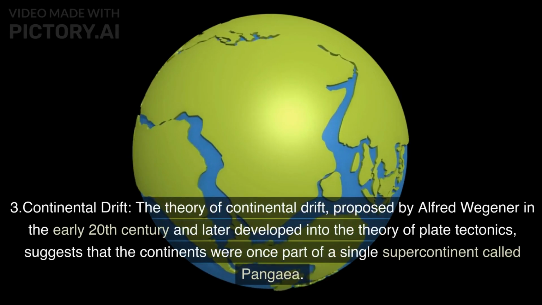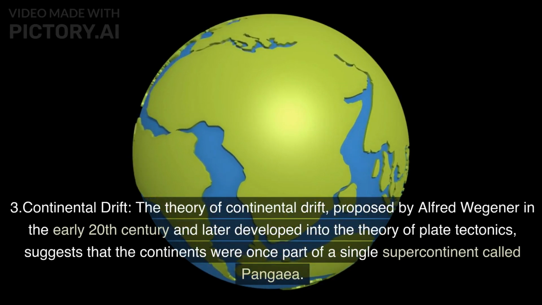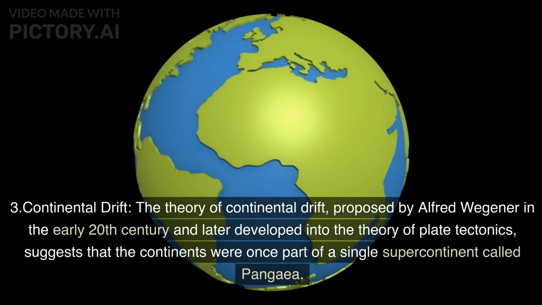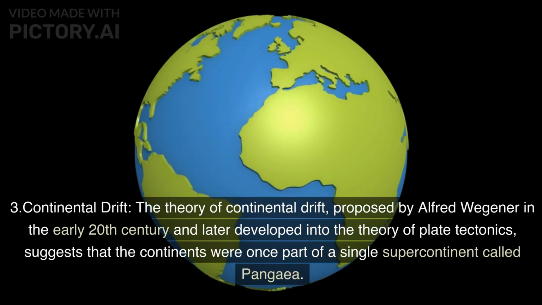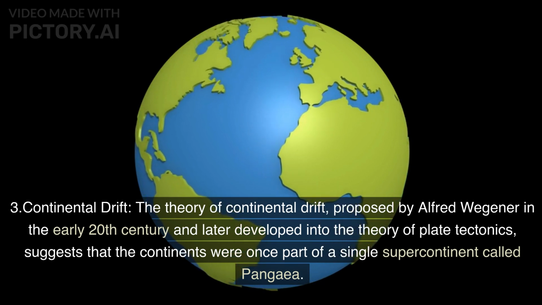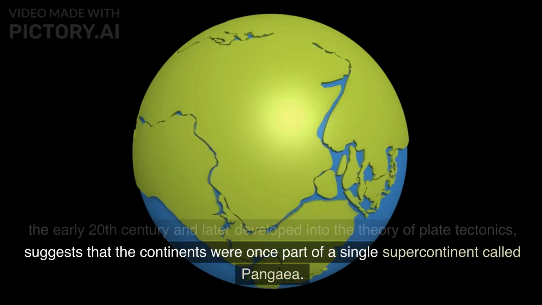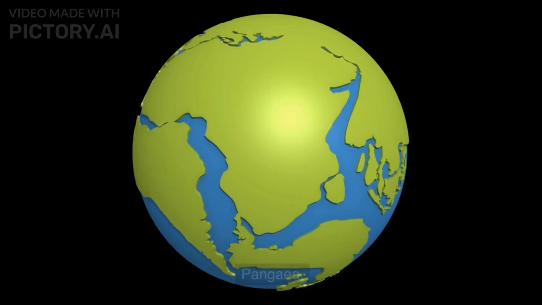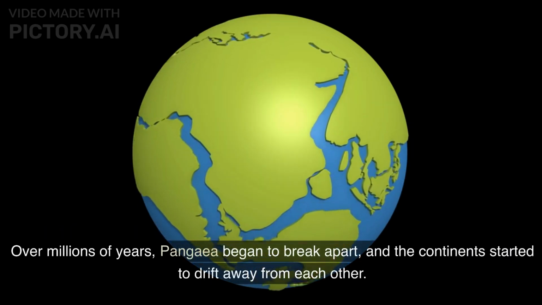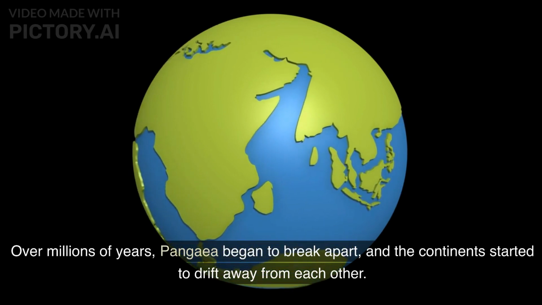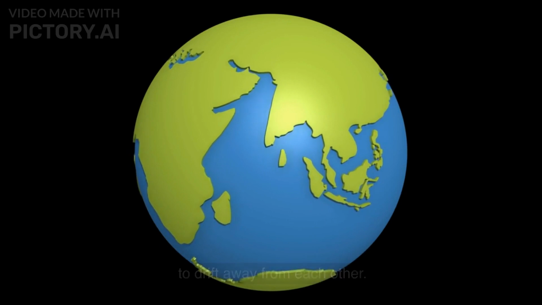3. Continental drift. The theory of continental drift, proposed by Alfred Wegener in the early 20th century and later developed into the theory of plate tectonics, suggests that the continents were once part of a single supercontinent called Pangaea. Over millions of years, Pangaea began to break apart, and the continents started to drift away from each other.